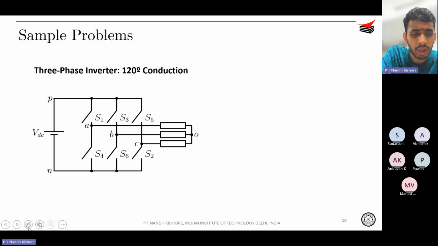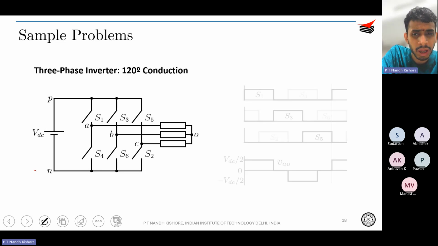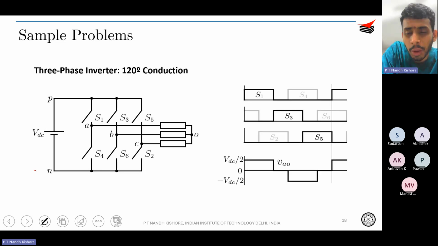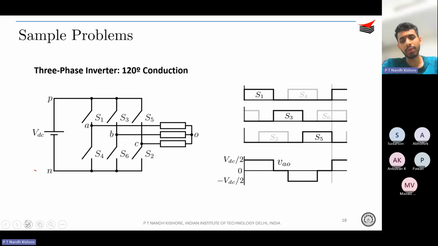So in your 120, just draw the circuit, and what happens in your 120-degree conduction? Obviously, it is not going to be 180 degrees, right? So each switch will conduct only for 120 degrees, hence the name, right? So that's why it's called 120-degree conduction. So you have your S1 that is on from 0 to 120 degrees. Then 120 to 180 you have a dead time, also called a non-conduction period.